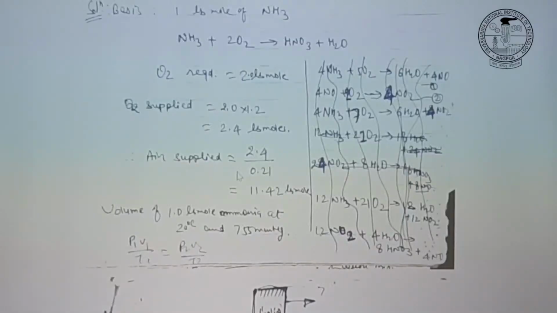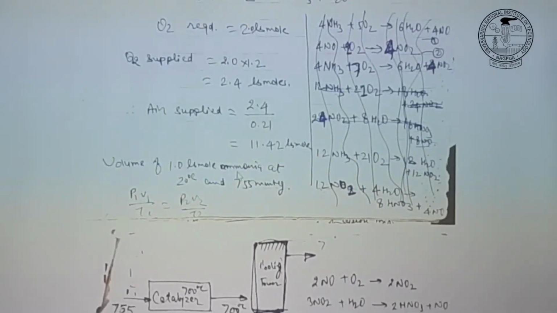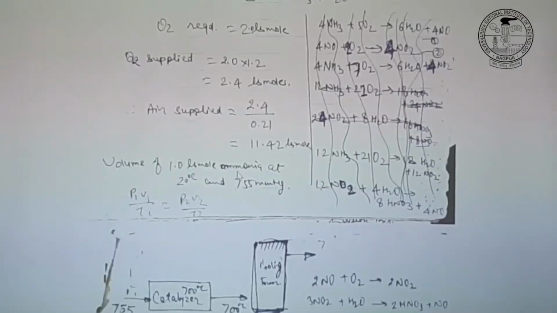So it is better to have a very precise excess percentage, and a very precisely measured supply of either the feedstock or the air, right? Yes. So now this 11.42 lb mole of air needs to be converted into volume. At what temperature and pressure it is available, you get that identified, and then convert it to volume, the volume of 11.42 lb mole of air to be supplied, right?